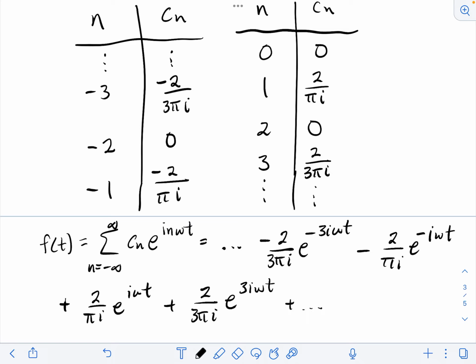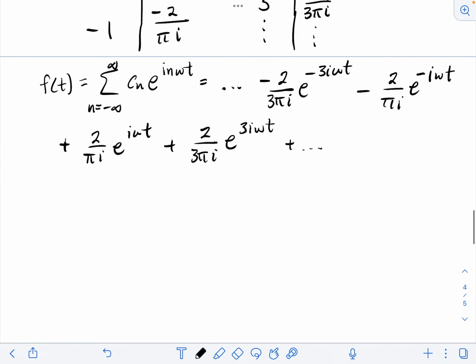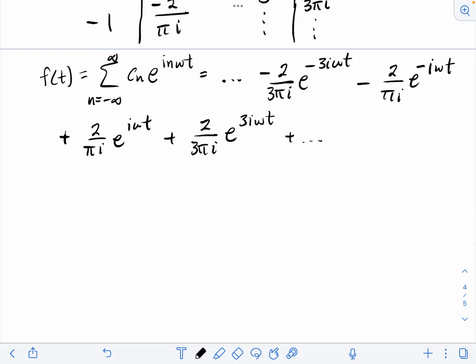Okay, so that's it. That's a valid solution for the Fourier series of the square wave in terms of the complex exponentials. I just want to take a moment to try to show that this is equivalent to what we had for the Fourier series in terms of sines and cosines.